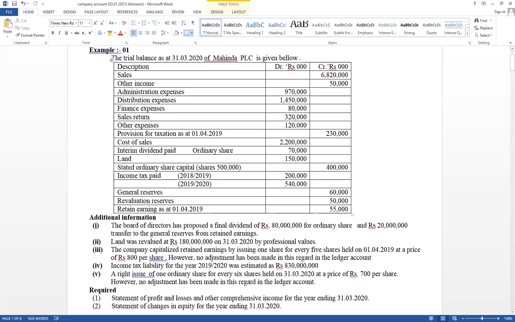Right, now think about adjustments. First one, it has given the board of directors has proposed final dividends of 80 million. It has given values here in thousands. It has given proposed dividends for ordinary shares, 8 million for ordinary shares. And 20,000 transferred to the general reserves from retained earnings.